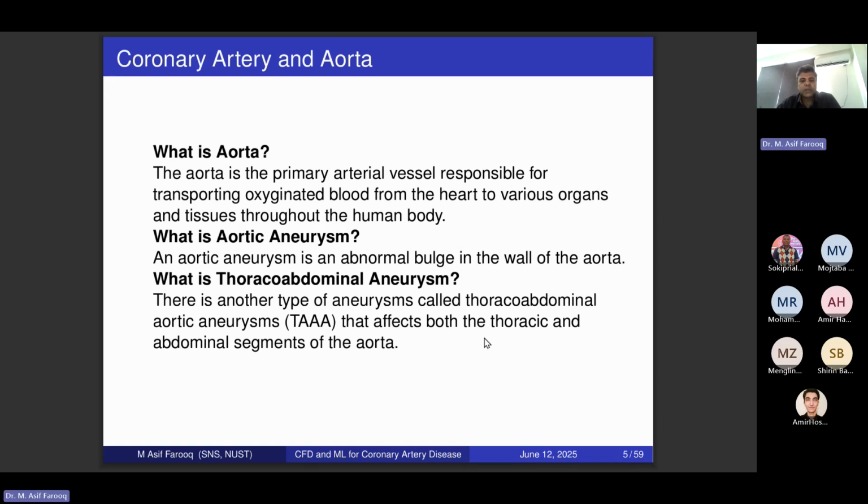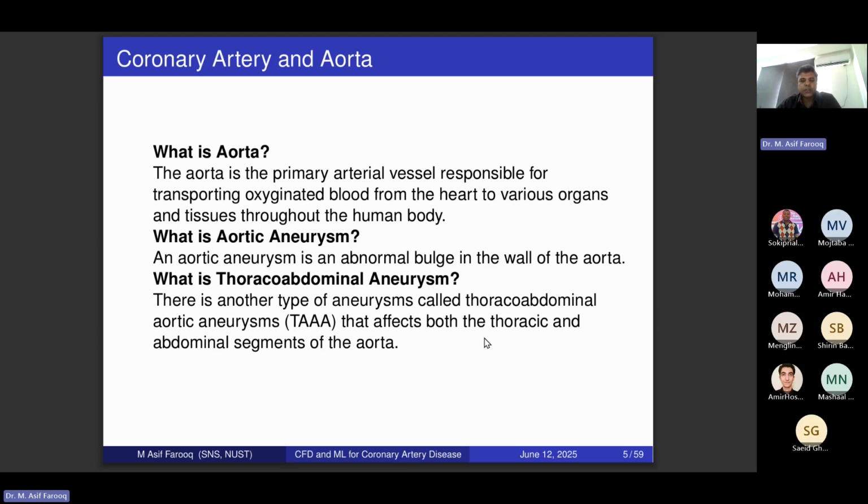Since we are working on aortic aneurysms, let me first define what the aorta is. The aorta is the main vessel which is responsible for transporting blood from the heart. You know that the heart is your engine. It is a kind of engine which transports blood to all the organs of your body. So it should be healthy enough to transport the blood to all the organs.